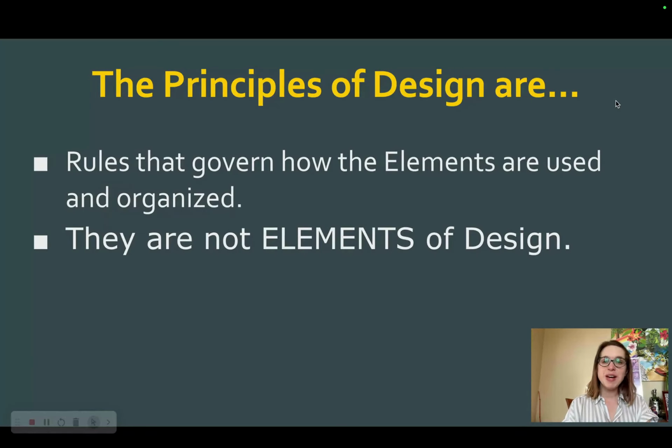So the principles of design are rules that govern how the elements are used and organized. They are not the elements of design. Students often mix them up, which is totally normal, but they are two separate sets of concepts. The elements of design are all the little building parts of the artwork. The principles of design are like the instructions on how to put the artwork together.